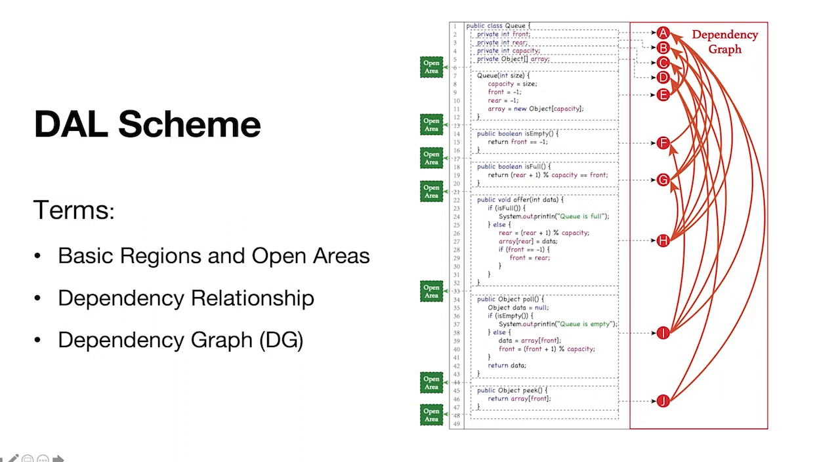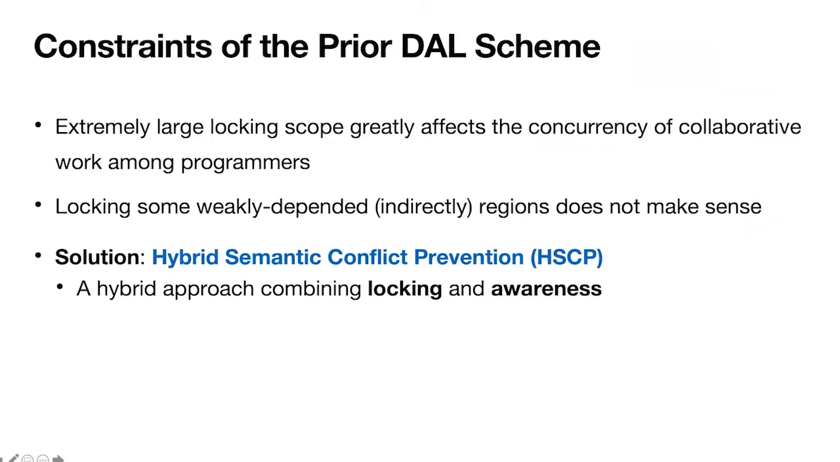In the DLL scheme, whenever a programmer attempts to edit a region, the scheme automatically detects the working region, derives the dependent regions, requests and grants locks on them for this programmer, and finally releases the locks when the work is completed. However, the existing DLL scheme is too restrictive. Whenever a user is editing a basic region, all dependent regions will be locked by the user until he finishes his work. The concurrent work is seriously impacted by the extremely large locking scope. On the other hand, locking some weakly dependent regions doesn't make sense.